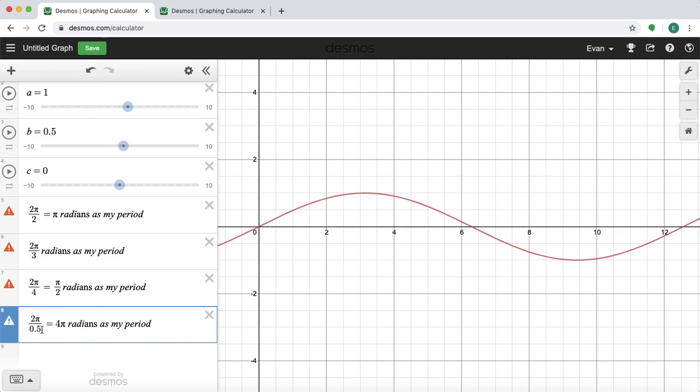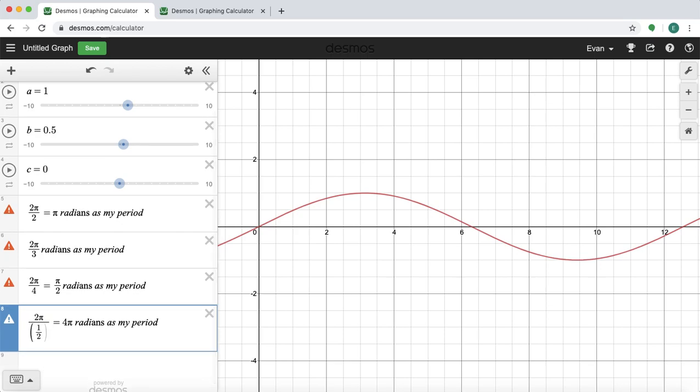Another way that we could look at that is 2 pi divided by 1/2, right? That's the same thing as multiplying by the reciprocal, right? If you divide by a fraction, you're multiplying by the reciprocal. So that's the same thing as 2 pi times 2, and that equals 4 pi radians.